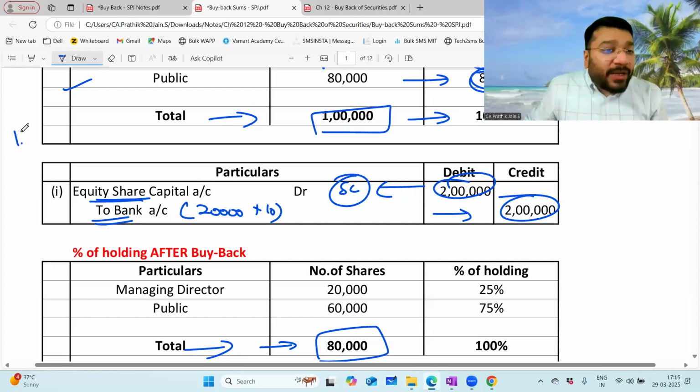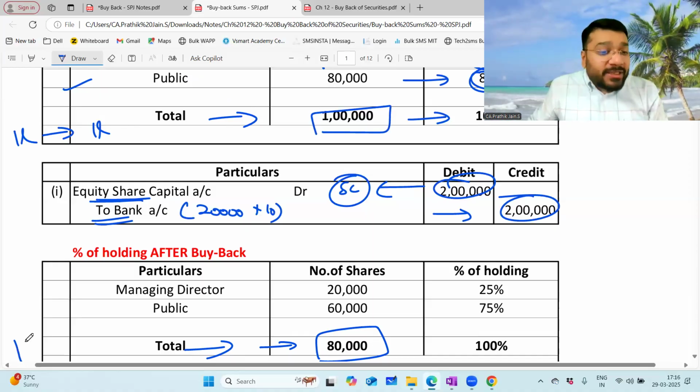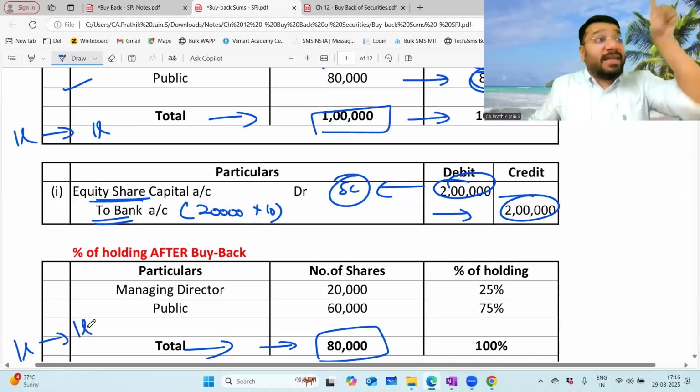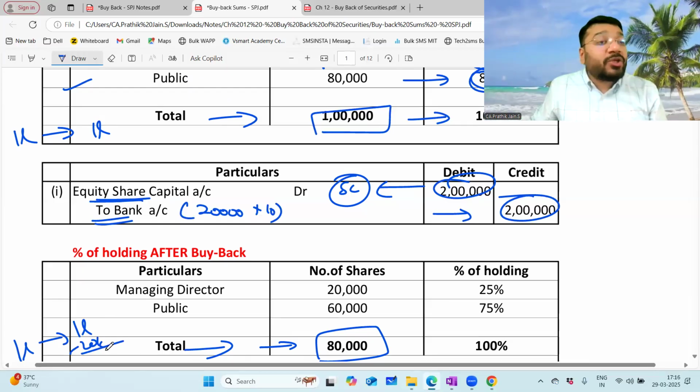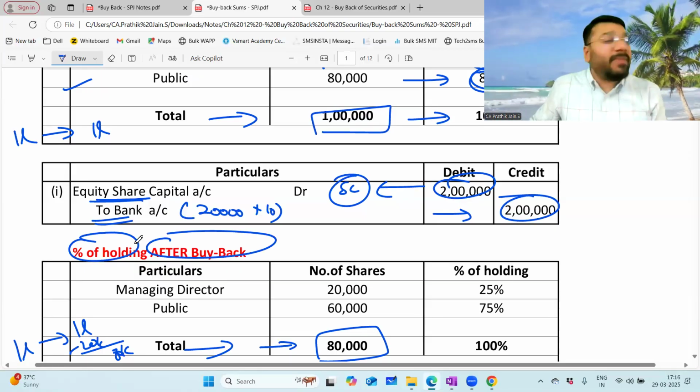So here 1 lakh share was authorized. Issued was how much? 1 lakh. Issued was originally 1 lakh, but in that 20,000 is bought back. So what is the remaining now? 80,000 shares. So now we have to calculate the revised percentage of holding after buyback.